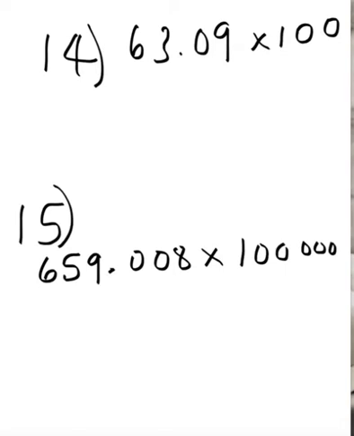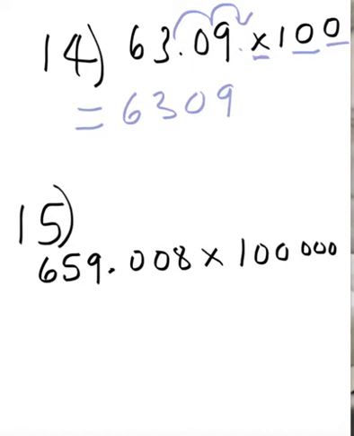Okay, so 14 and 15 involve that same trick, which is all we have to do is move that decimal. So with the first one, we are multiplying. Check your operation first. Multiplying, we move to the right because our number gets larger. How many times is our decimal moving? 2 times because there's 2 zeros. So I can work it out here, 1, 2, my decimal point goes there. So my answer is now 6309. The decimal point can be invisible at the end. So my number is 6,309.